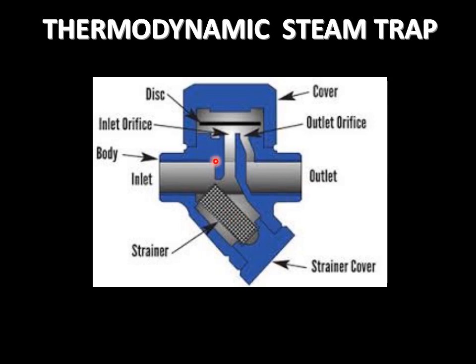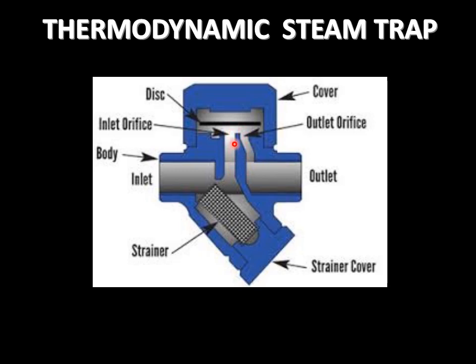When all the condensate is discharged to the outlet port, then the steam will begin to pass through this inlet orifice to outlet orifice and will try to exit from this outlet port. But the speed of steam is far more than the condensate. So going by Bernoulli's principle, whenever there is an increase in velocity, there will be a sudden drop in pressure.